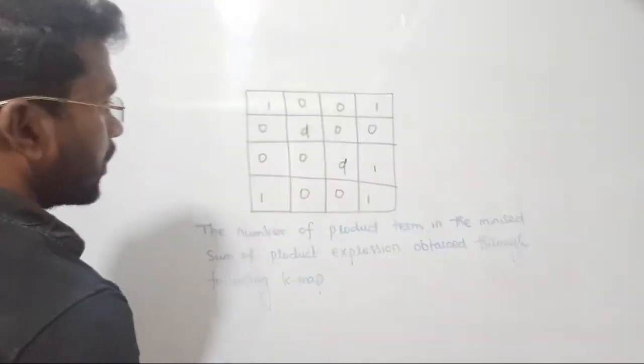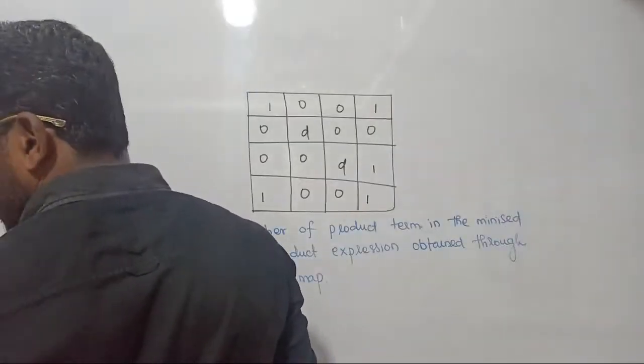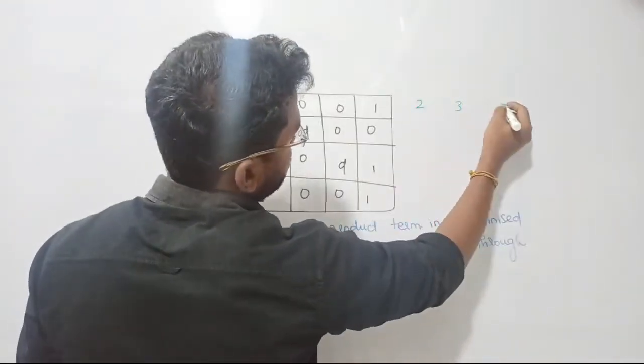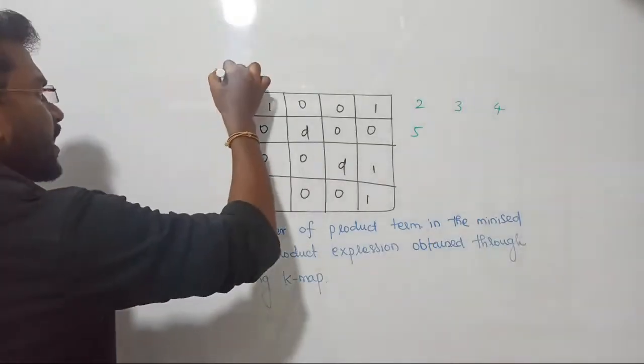Clear? That's all. And they had given this K-map, right? So they said 4 options. In the options they said 2, 3, 4, 5, right? Option A is 2, option B is 3, then 4 and 5. That is the 4 options they had given. Anyway, let's try and bring the answer.